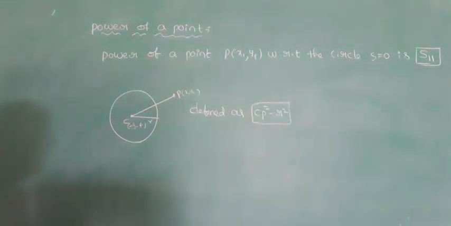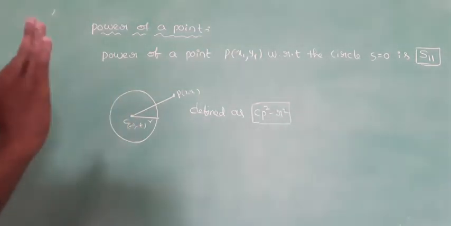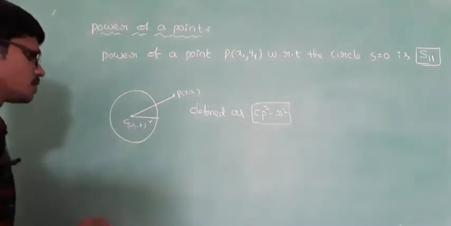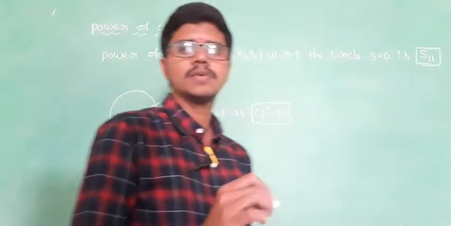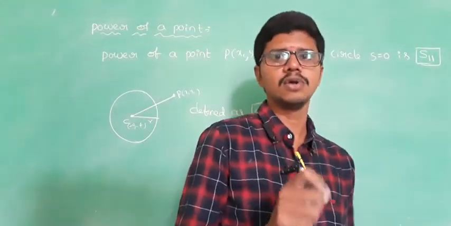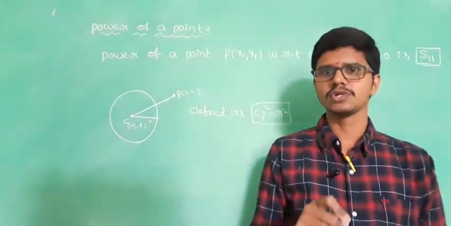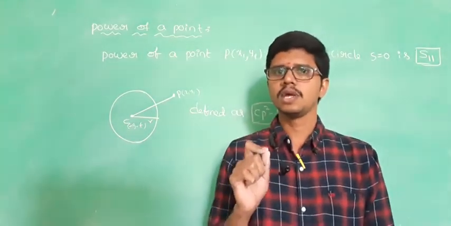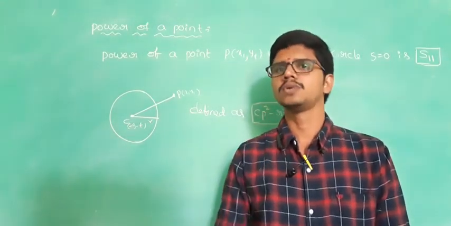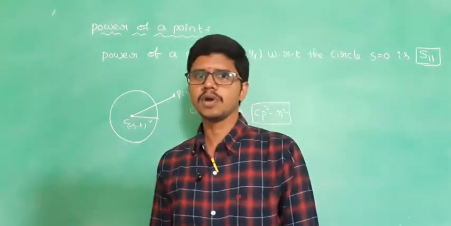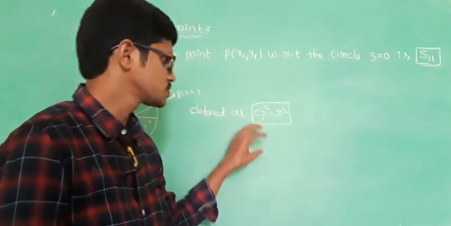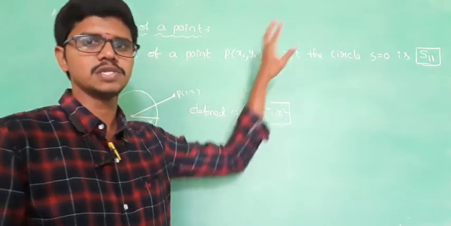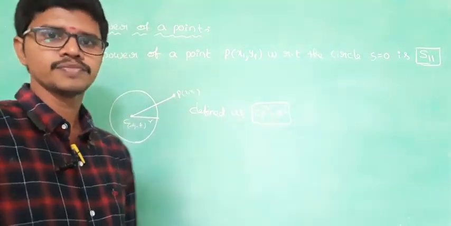So how to find the power of a point? We just have to find the value of S11. If you want to find the position of a point, then we have to decide whether the value of S11 is less than 0, equal to 0 or greater than 0. If you want to find the power of a point, it is enough to find the value of S11 only. Power of a point means CP² − R², that means S11.